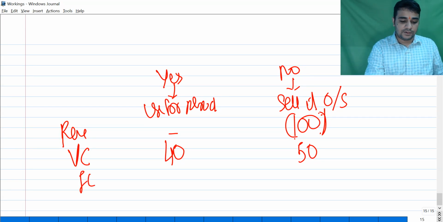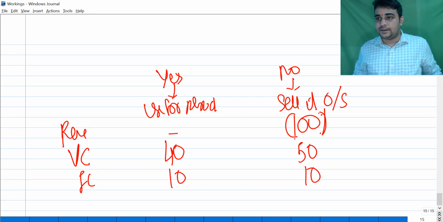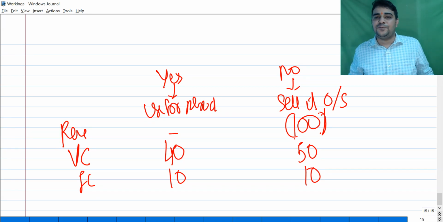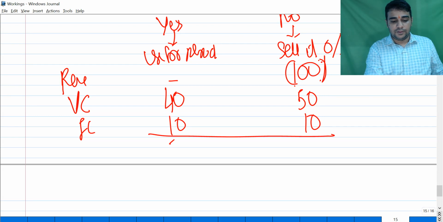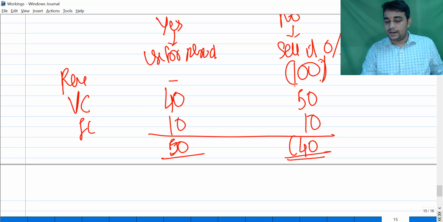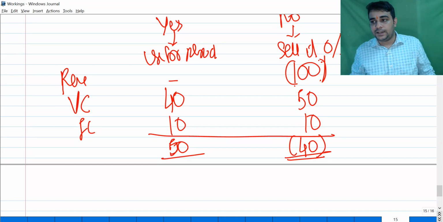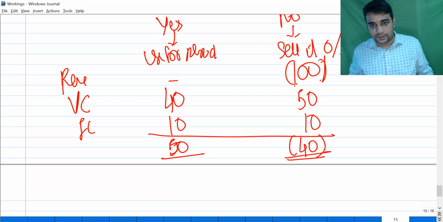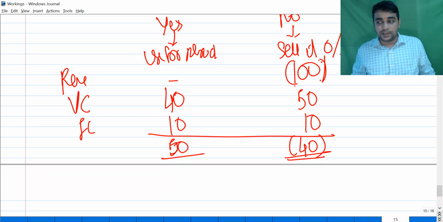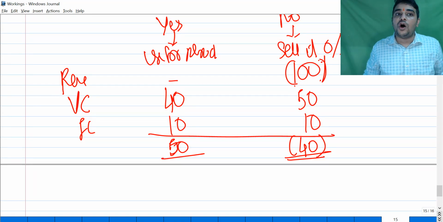Fixed cost 10 and 10, both sides. Unless the question tells you otherwise and gives you some relevant fixed cost, fixed cost is mostly irrelevant. Yes scenario, my cost is 50. No scenario, the total is negative 40: minus 100 plus 50 plus 10, negative 40. Relevant cost is 50 minus of minus 40, which is 90 rupees. In short, the relevant cost is lost revenue.